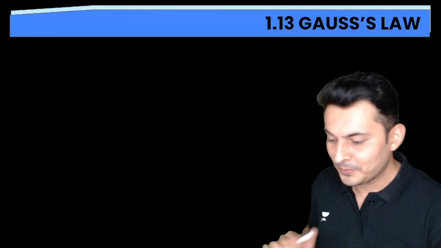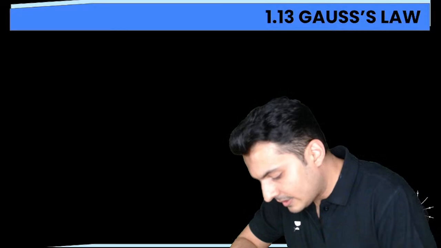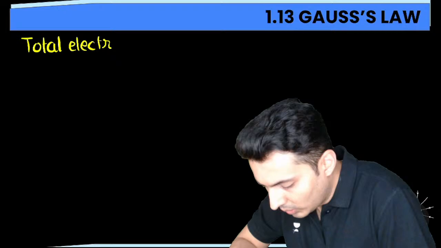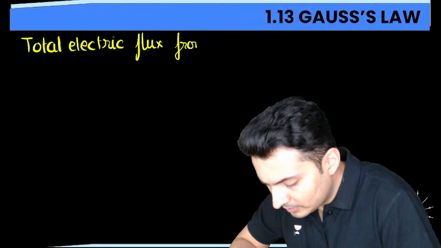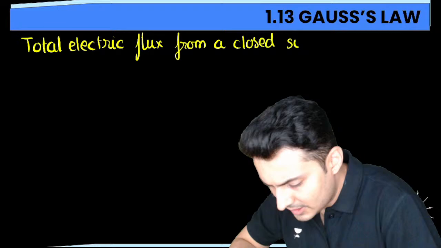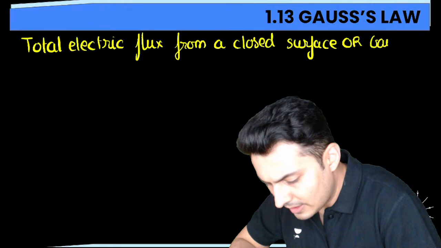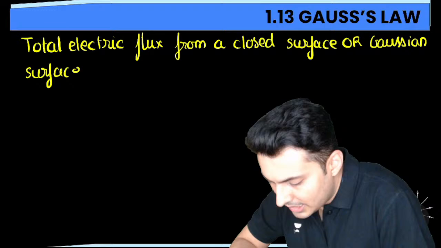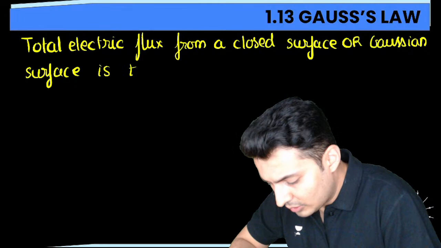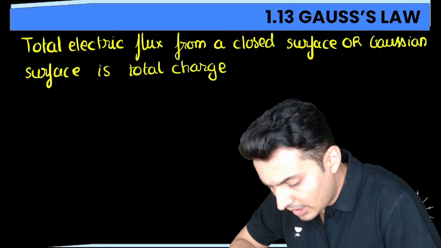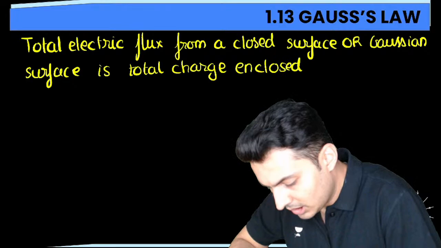So what does this law say? This law basically says the total electric flux from a closed surface, or one and the same thing, Gaussian surface, is basically the total charge enclosed divided by the permittivity of the medium, which is epsilon naught.